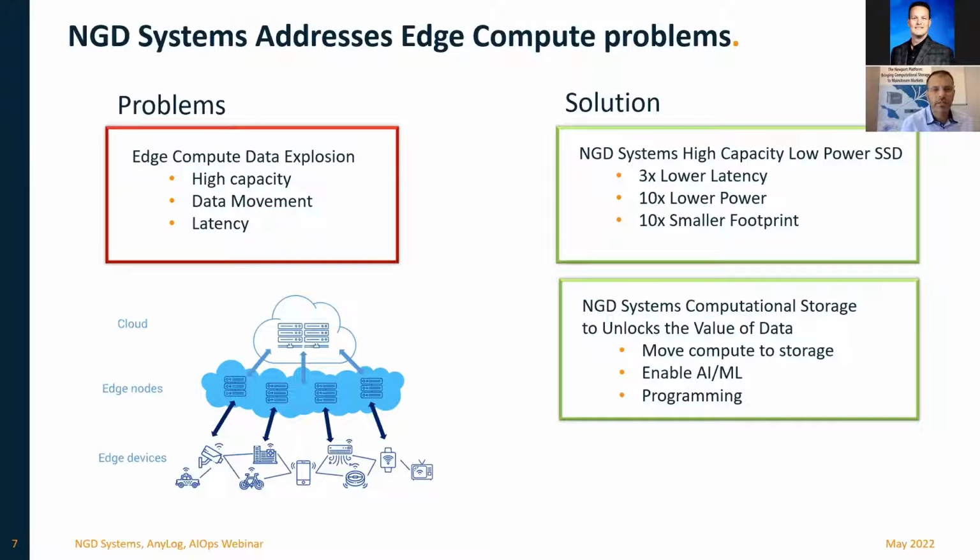So the solution that NGD has for these problems is divided in two main buckets. The first one is from a storage perspective. NGD is making an NVMe storage device. It's a standard protocol, but with unique features to solve edge compute problems. First of all, the latency. Quality of service is best in class. The second thing is our power consumption. So watt per terabyte is very, very good, which is a very important feature for edge. And the third one is the actual volumetric density. How much storage can you squeeze into a particular form factor? Just as a point of reference, we have a 32 terabyte drive in a U.2 form factor that requires only 12 watts. So those are very important features for edge compute infrastructure.